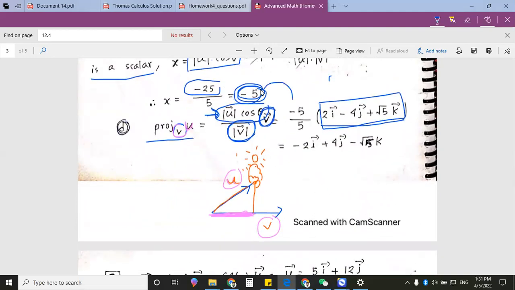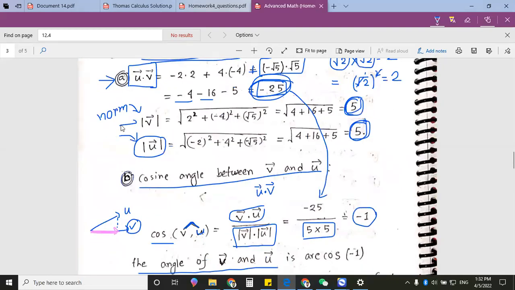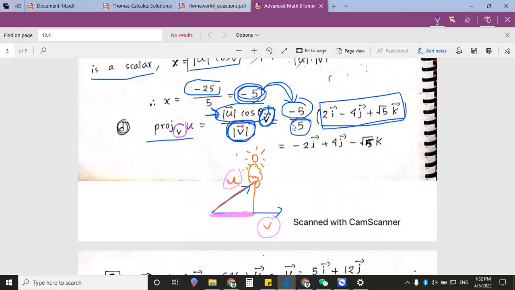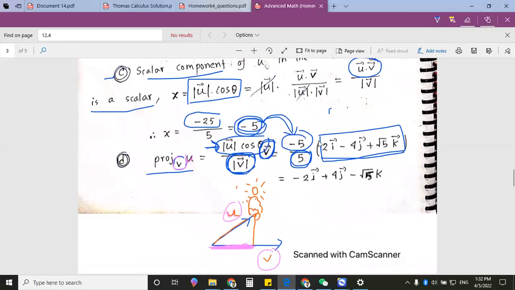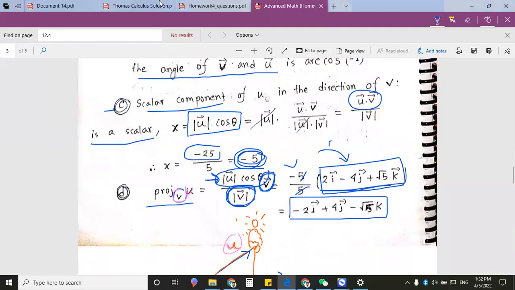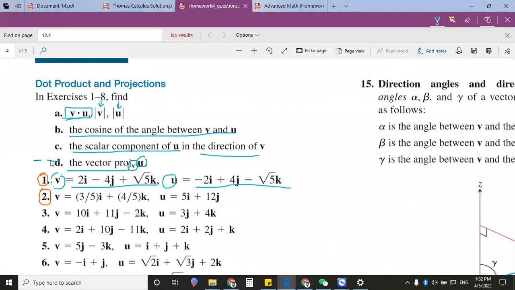Sorry, this was minus 5, so I have written here minus 5. And then norm of v, which we have calculated here, is 5, so I have written 5. Can you understand? Yeah, Omar. So if I cancel them out, I get minus 1. If I multiply minus 1 with this vector, all the signs get reversed: minus 2i plus 4j minus root 5k. So this is the solution of the fourth part.